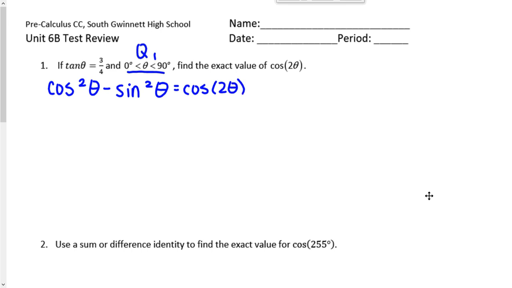So that means I need the cosine of this triangle theta, and I need the sine of this triangle theta. I need to build that because I don't have those two things right now. All I have is tangent. So I need to build my triangle.